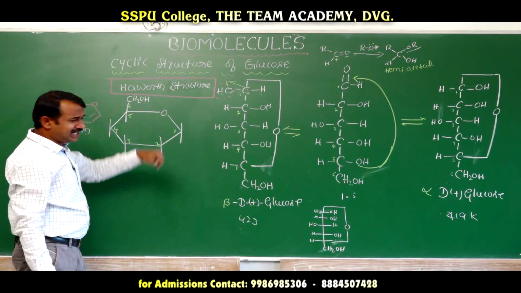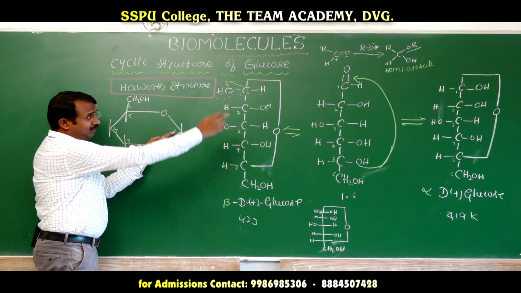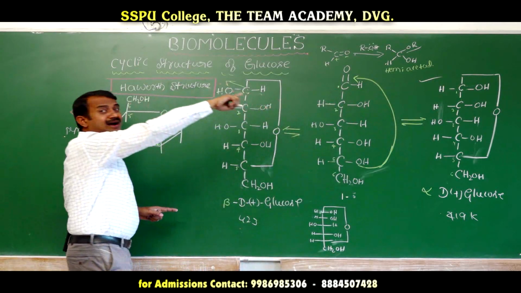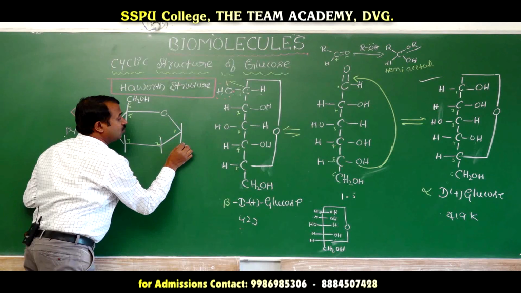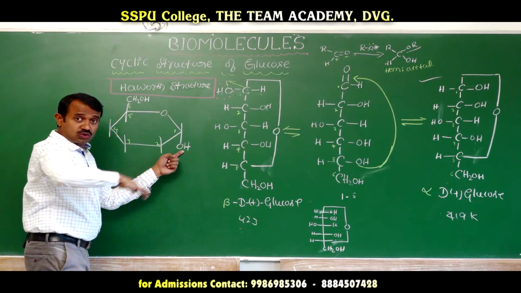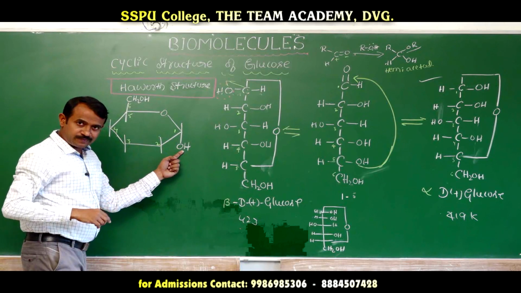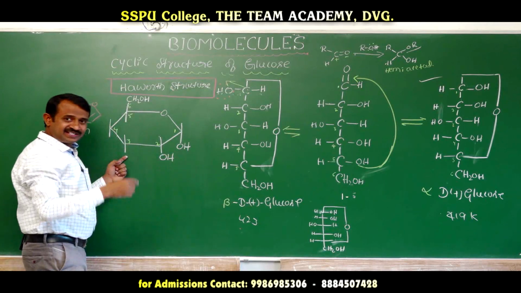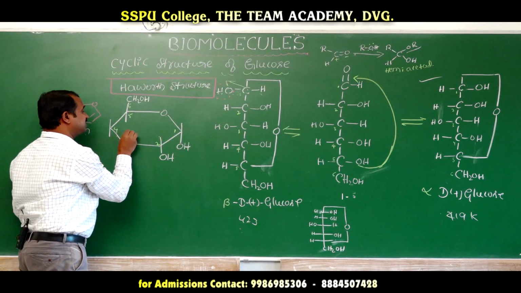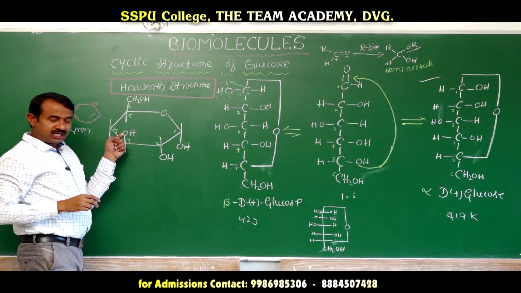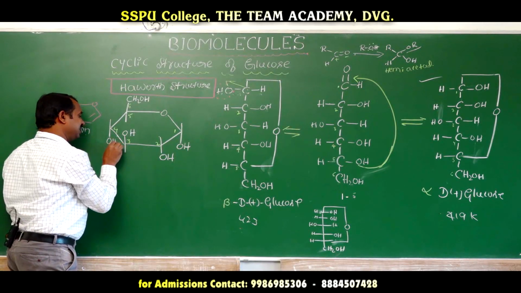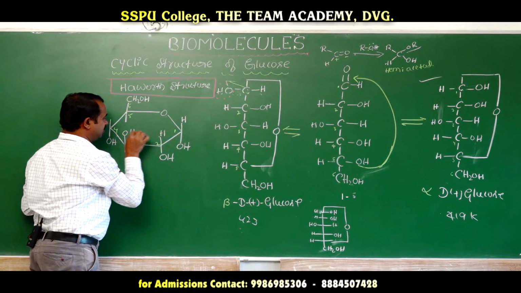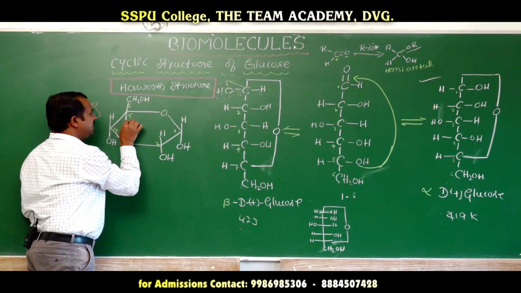CH2OH is fixed. Next, the first one is alpha glucose. At the C1 carbon, the hydroxy group is on the right side, and when the hydroxy group is on the right side you have to write OH below. The next carbon is also on the right side, so here also OH is below. The next carbon is on the left side, so OH above. The next carbon is again on the right side, so OH below. Opposite to them there is hydrogen, here also hydrogen.